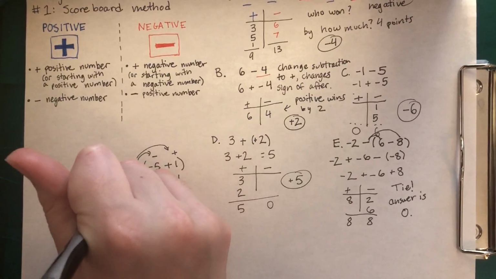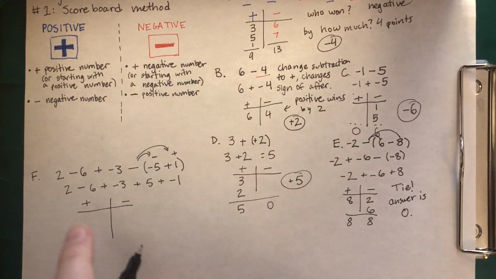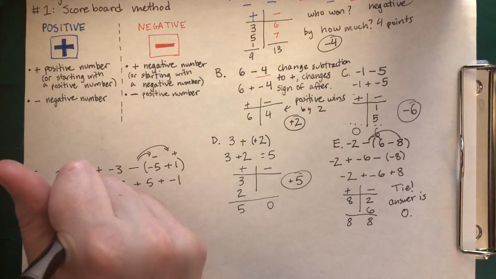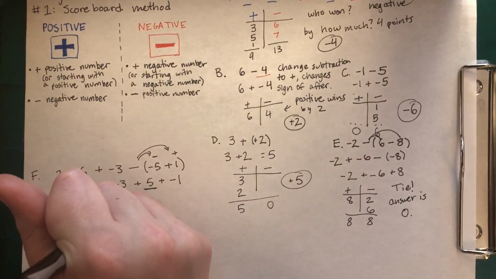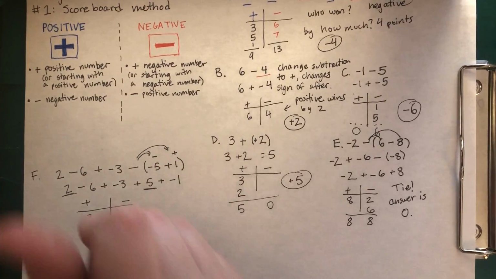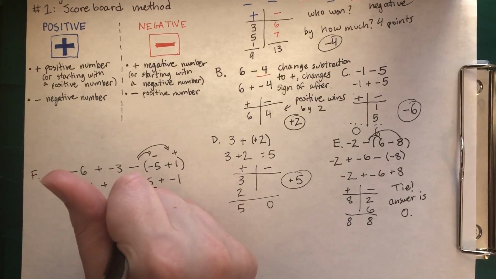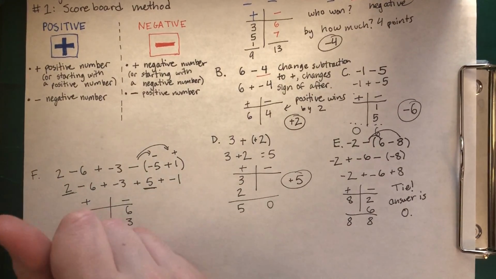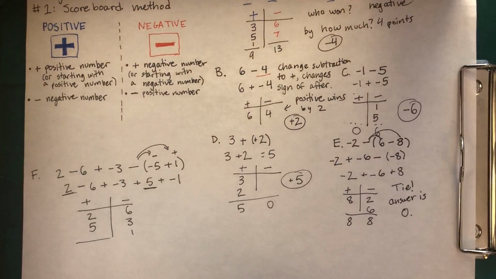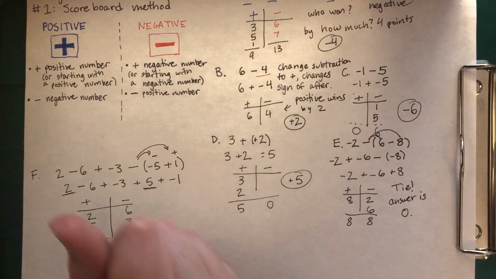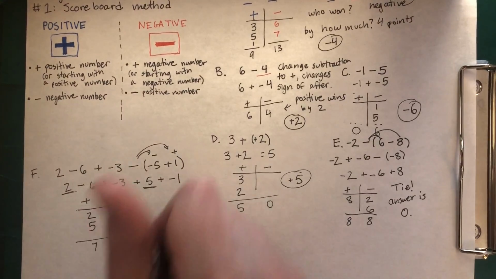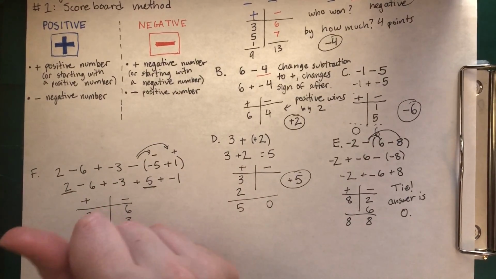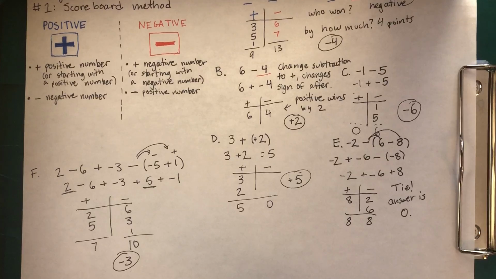So positive, negative. Okay, positive numbers, I've got the 2, and I've got this 5. For negative numbers, I have 6, 3, and 1. So the total score for the positive team is 7. The total score for the negative team is 10. So the negative team wins by 3 points. The answer is negative 3.